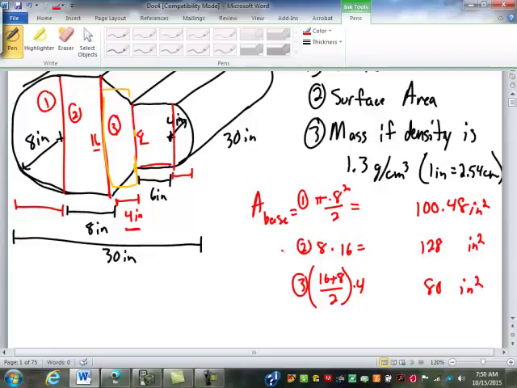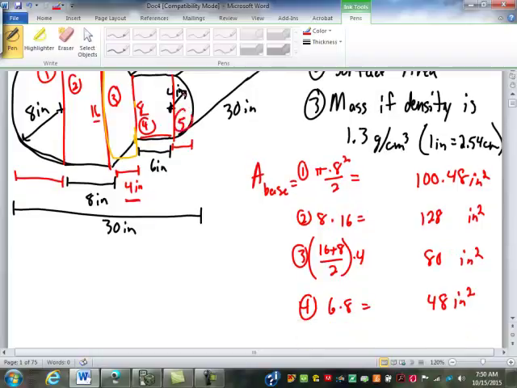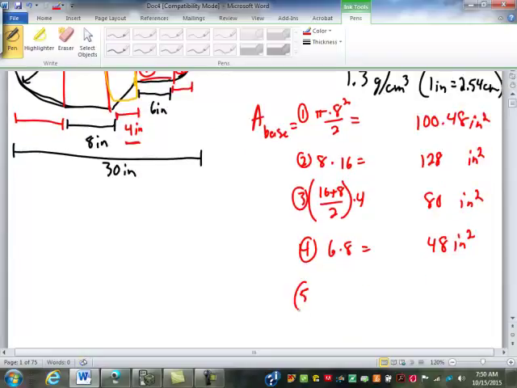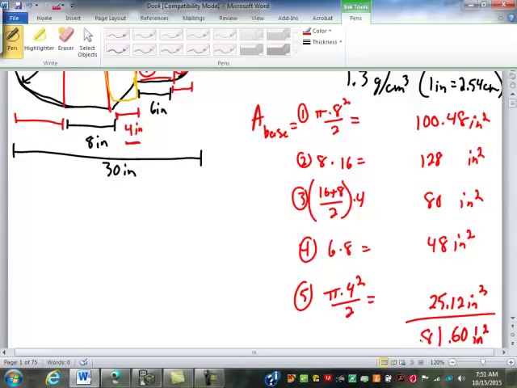Then this one is 6 by 8 for section 4, 48 square inches. And then, of course, the last one is a half circle. Section 5 is a half circle, radius 4. So pi times 4 squared over 2, which is 25.12 square inches. So what do we get there? I get 381.6 square inches for the area of the base.